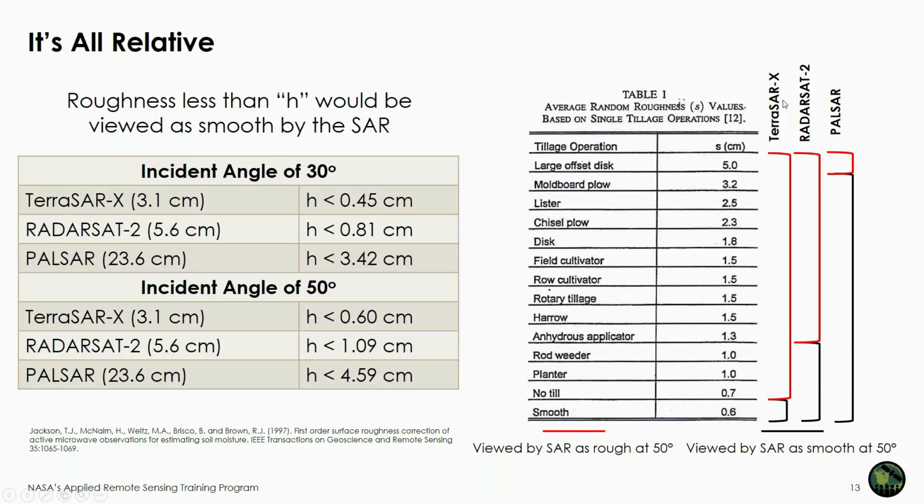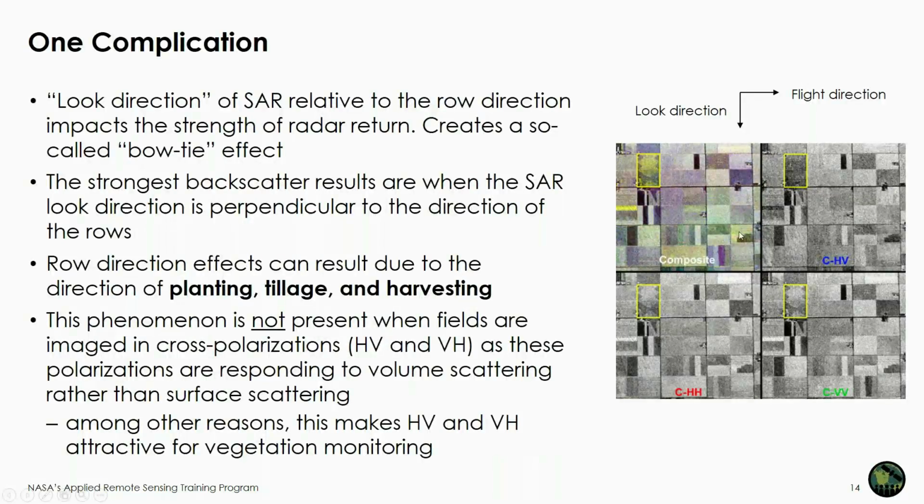So you can see from TerraSAR-X, for example, that sensor, because of the very small wavelength of X band, would see most of these different tillage fields as being rough. Whereas with RadarSat-2, some of these fields would look rough and some fields would look smooth. And with these longer L-band wavelengths, most of these fields would look smooth to this particular sensor.